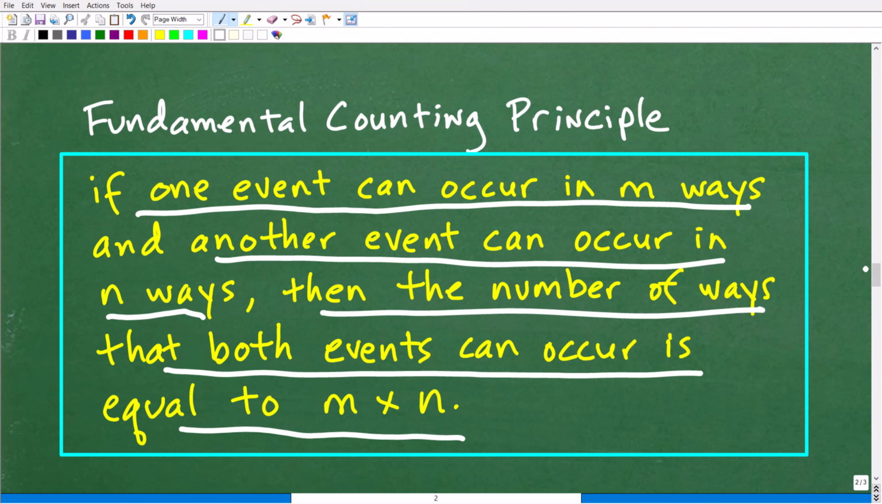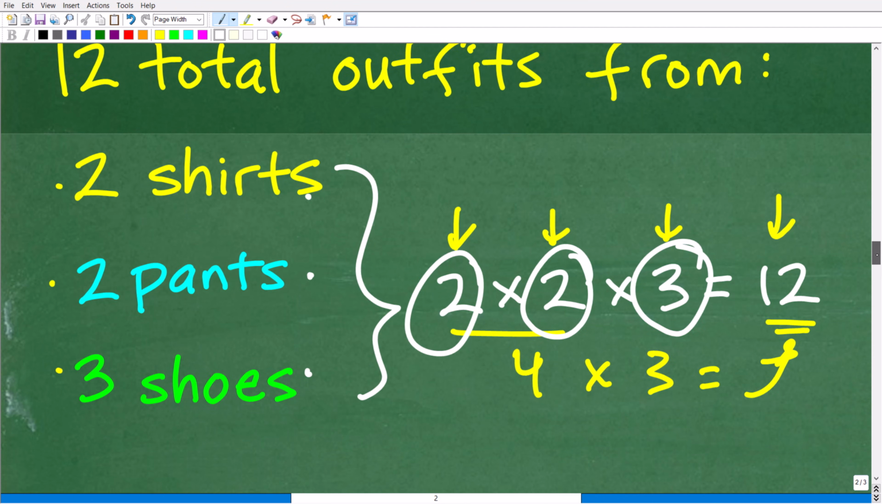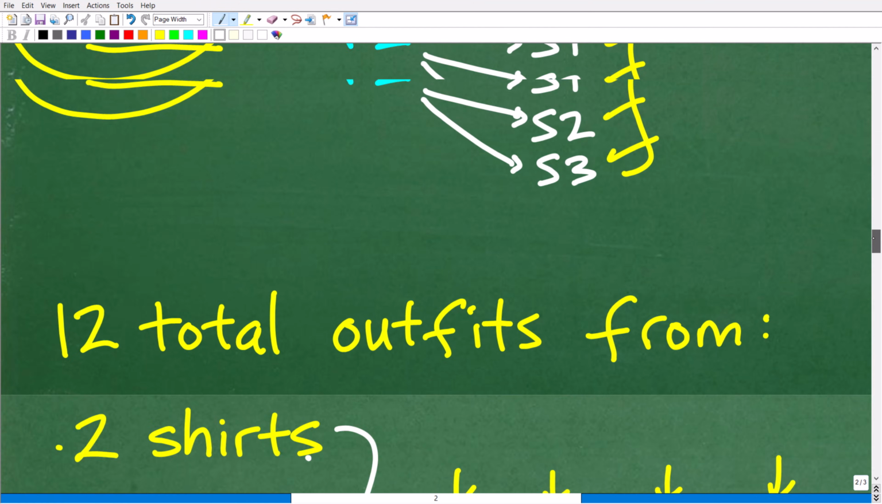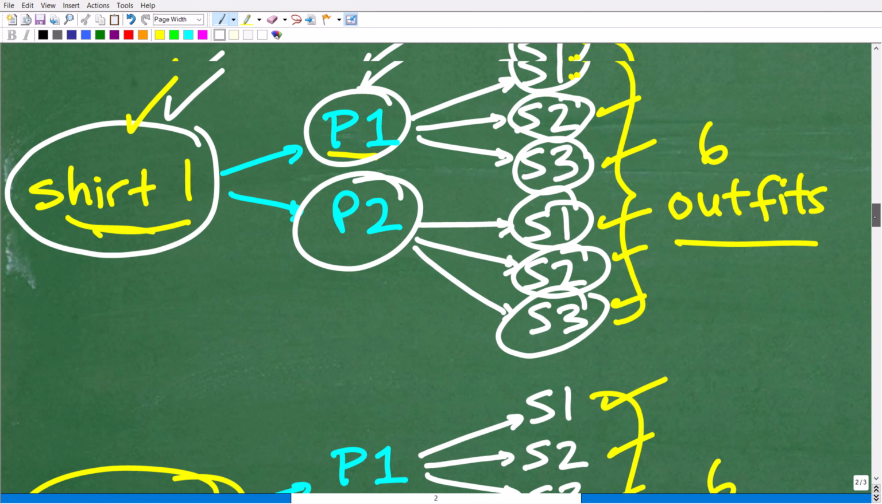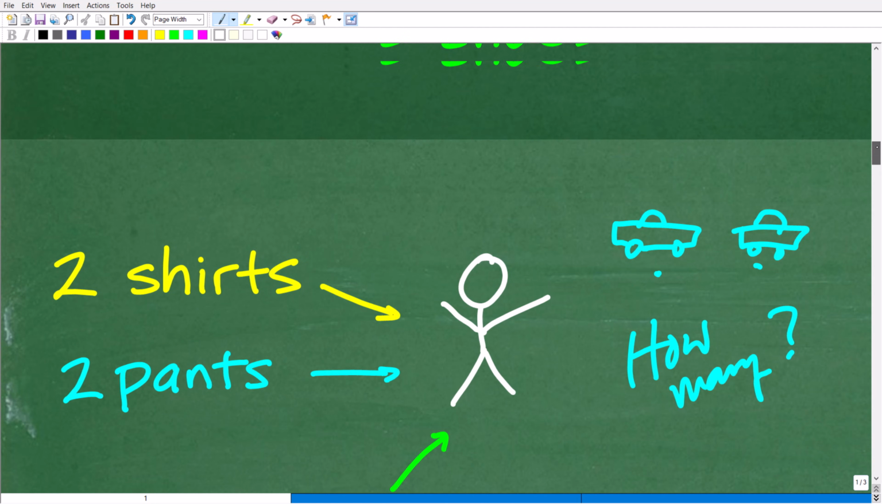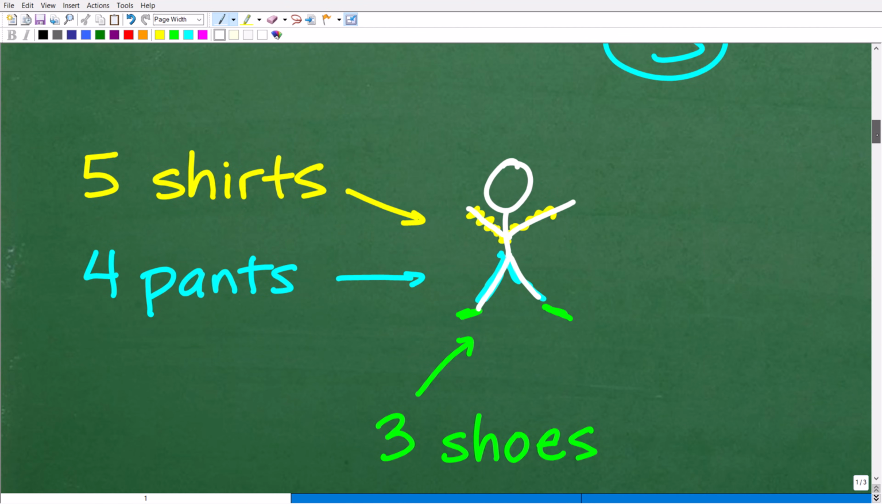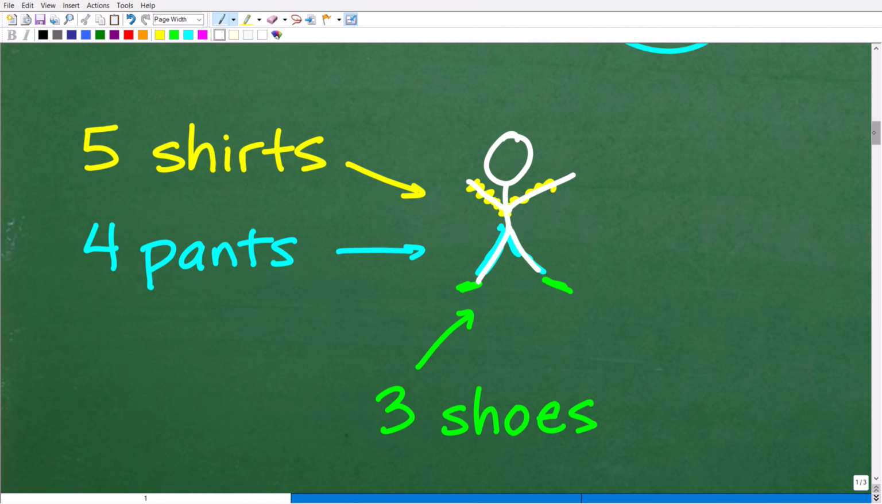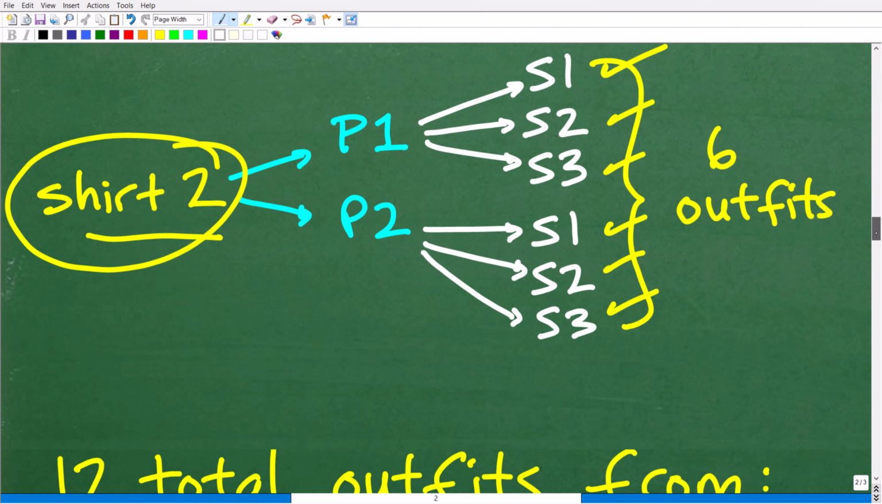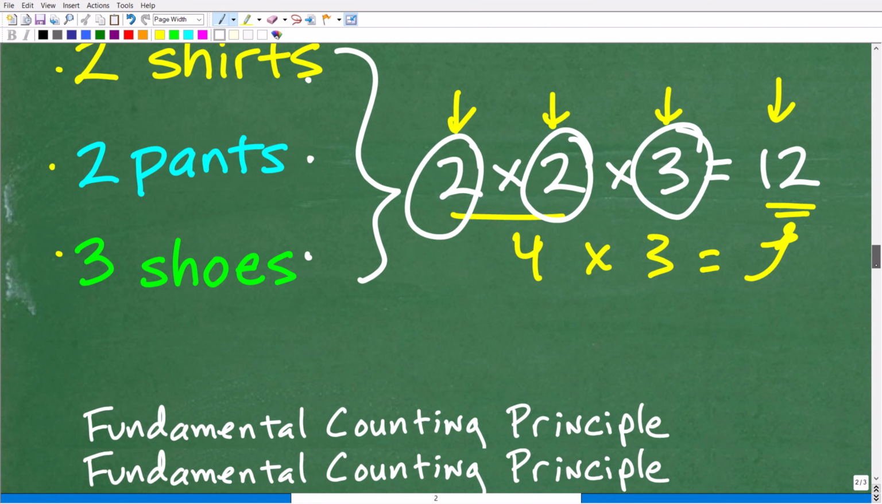Okay, so now we have everything we need to put to work to solve the original problem, because now we have a way to count. And instead of making a tree diagram, because think about it, we have more shirts and pants and shoes. If you make a tree diagram with our original problem, it's going to be a lot more, right? In other words, we're going to have a lot more branches, and that's why we want to have another option to do a problem like this, like the fundamental counting principle.